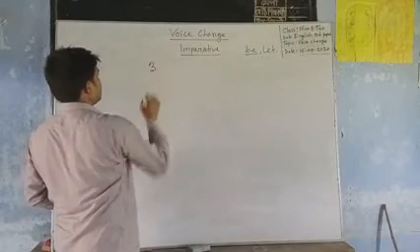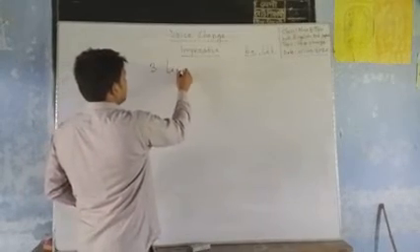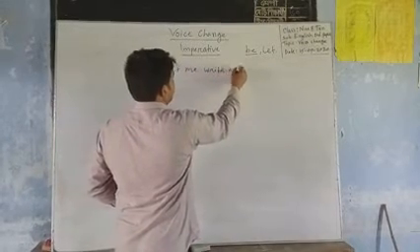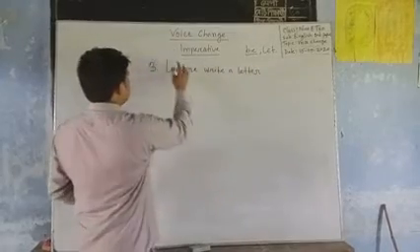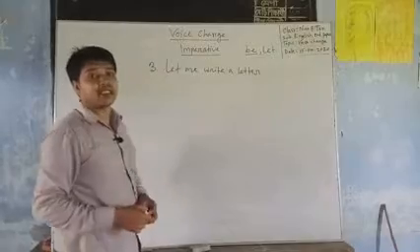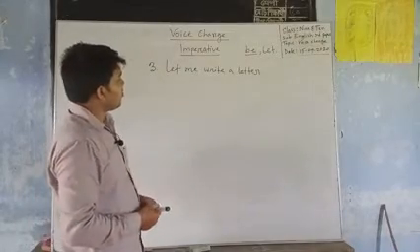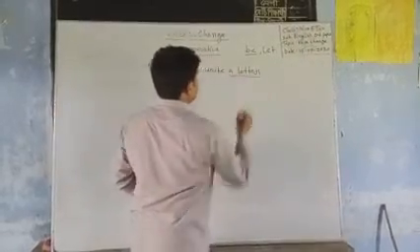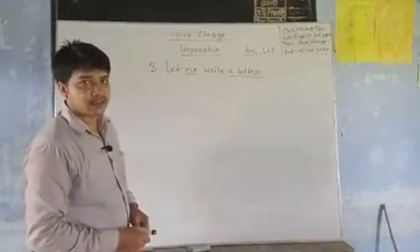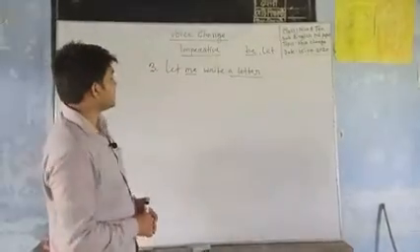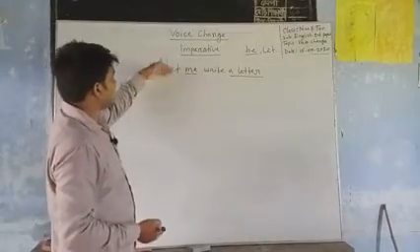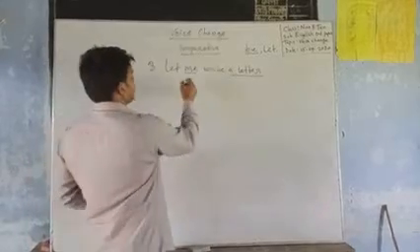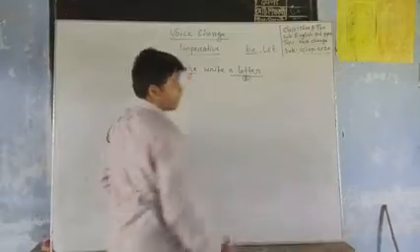Rule 3. Let me write a letter. Let me write a letter. Dear learners, you can see there are two objects, me and a letter. So this sentence, if you want to change to the passive voice, this is the first object and this is the second object.